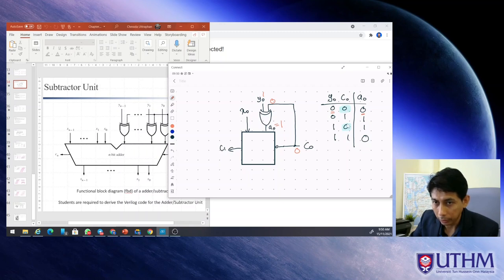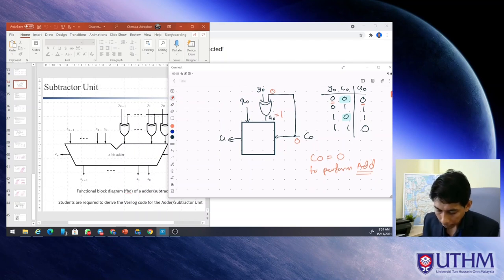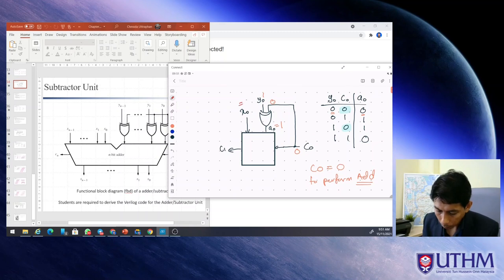If C0 equals 0, it means that we can set C0 to 0 to perform add, right? Because if we want this circuit to do add, we just set this to be 0. Let's look at the example. If you use this one, so we can see that, let's say for example X0 equals 1, C0 equals 0.